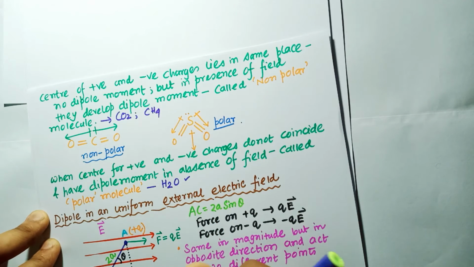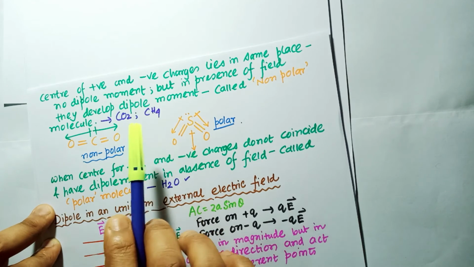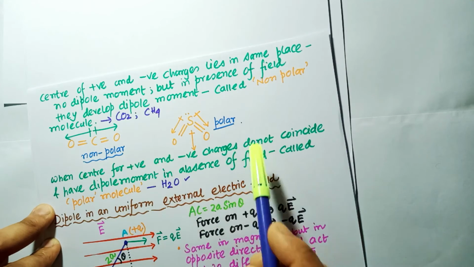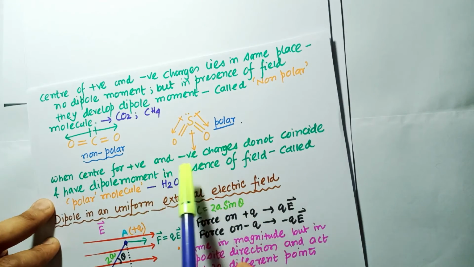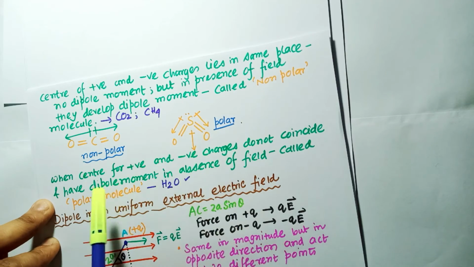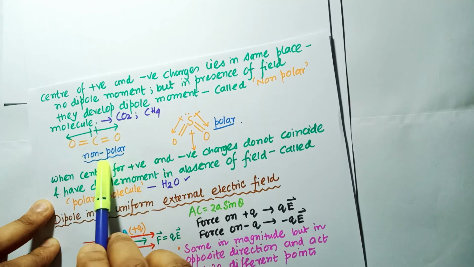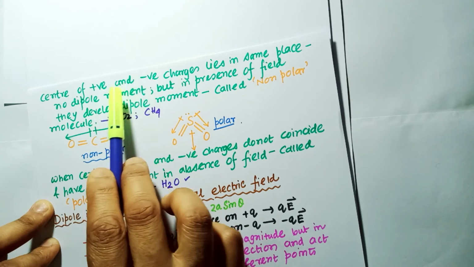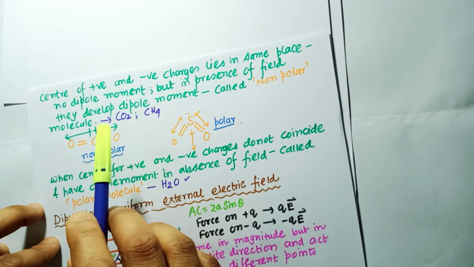So we define the first type of molecule like methane and carbon dioxide as the non-polar molecule, and the water is the polar molecule because they have their permanent dipole moment. So for the polar molecule, the center of positive and negative charges do not coincide, whereas for the non-polar molecule, the center of positive and negative charges lies in the same place. So one is polar, another one is the non-polar.